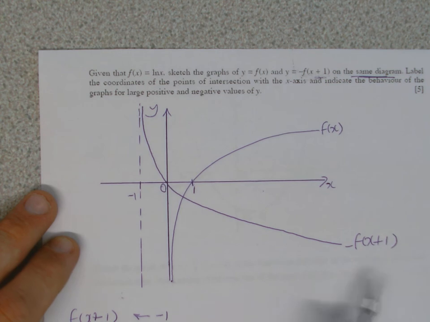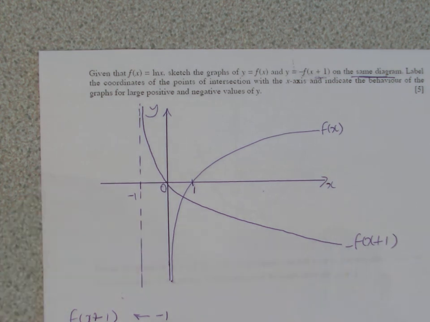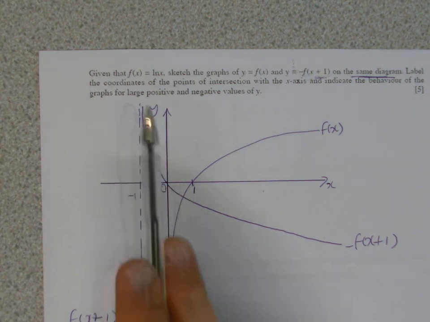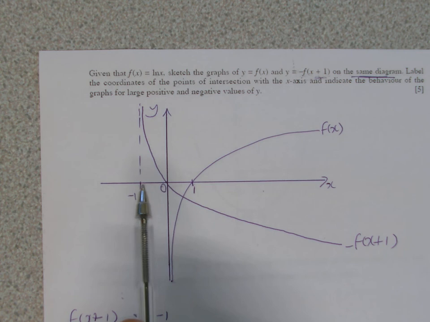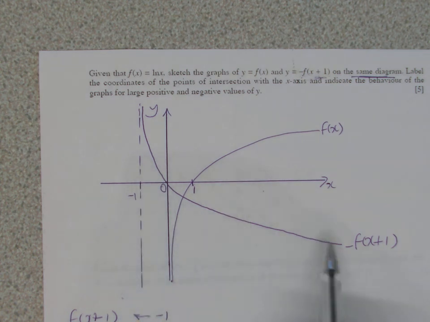So you show the examiner this is the transformation. We've got the asymptote to indicate where it's going, that it is shooting off to infinity as x goes to minus 1, and this also shows that it's going to negative infinity as x increases.